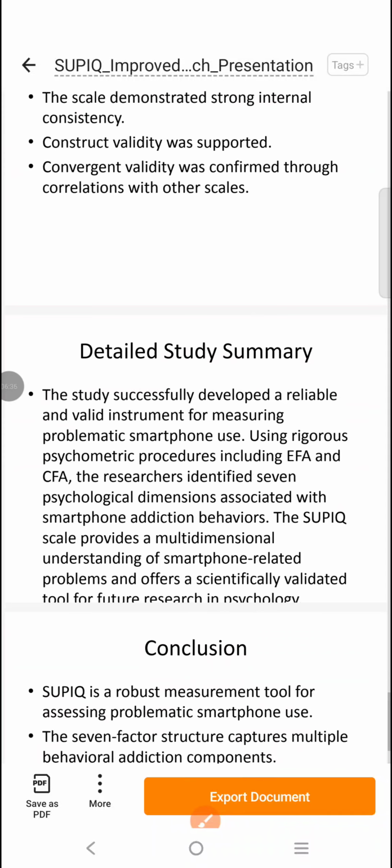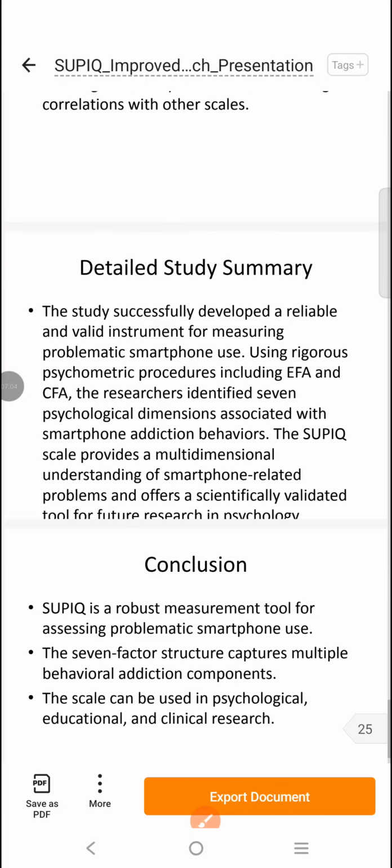The study successfully developed a reliable and validated instrument for measuring problematic smartphone use. Using rigorous psychometric procedures including EFA and CFA, the researchers identified 7 psychological dimensions associated with smartphone addiction behavior. The SUPIQ scale provides a multidimensional understanding of smartphone-related problems and offers a scientifically validated tool for future research in psychology and other social sciences.